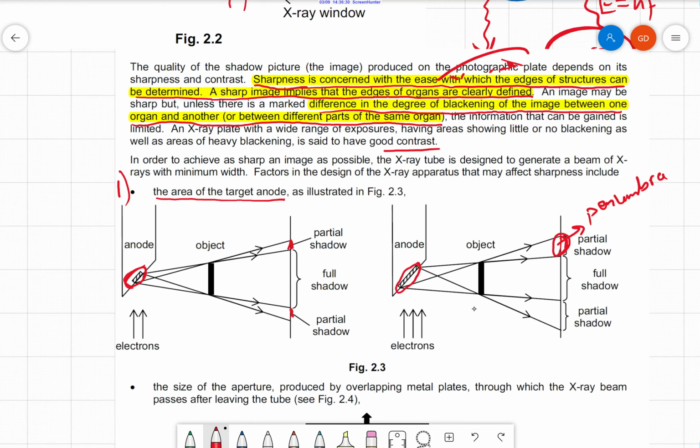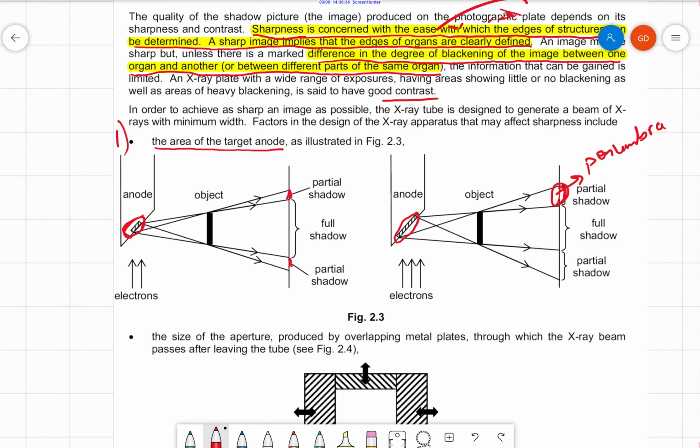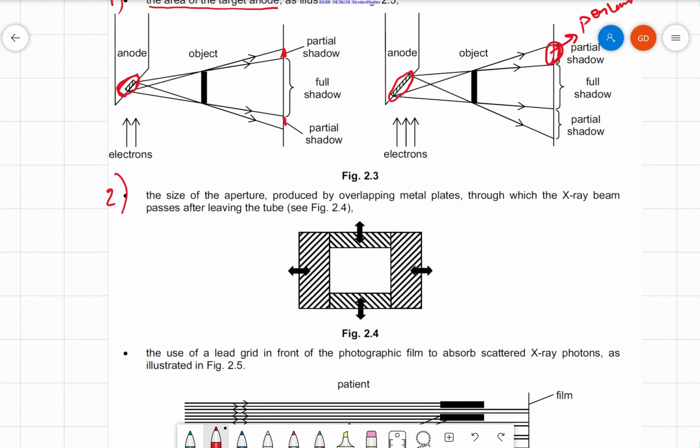The second way to improve sharpness, number 2, is by controlling the size of the aperture. The size of the aperture is produced by overlapping metal plates. These metal plates are movable. I can push them inward or outward in every way, up and down, left and right, so that I control the aperture out of which X-ray is passing.